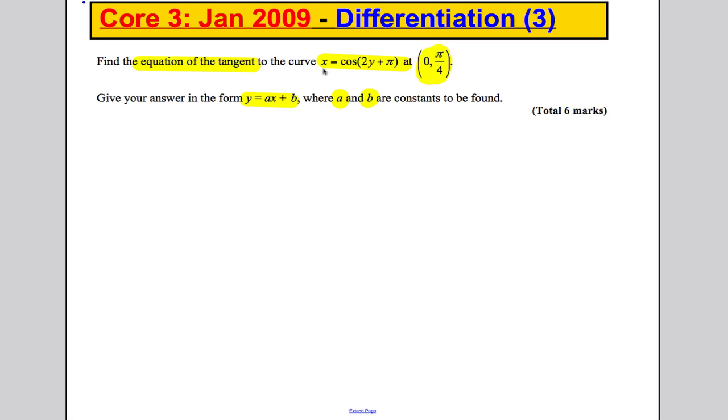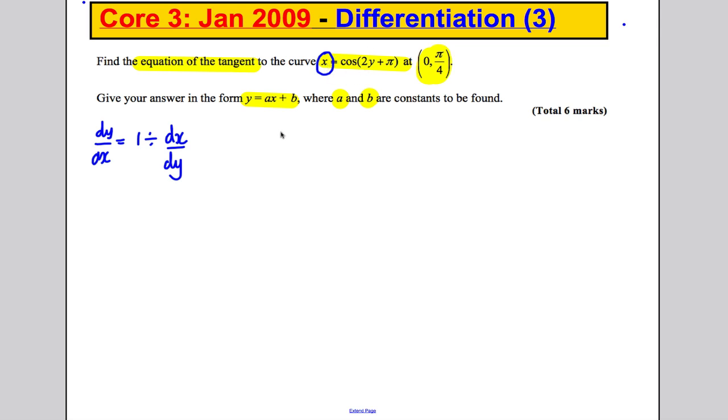Now notice with this question, x is the subject of the formula. When x is the subject of the formula, you know from your differentiation work that you're going to have to use the fact that dy by dx is 1 divided by dx by dy. That is your hint for this question. You're going to have to differentiate everything with respect to y and then take the reciprocal of that to get dy by dx. Okay, so let's do that.